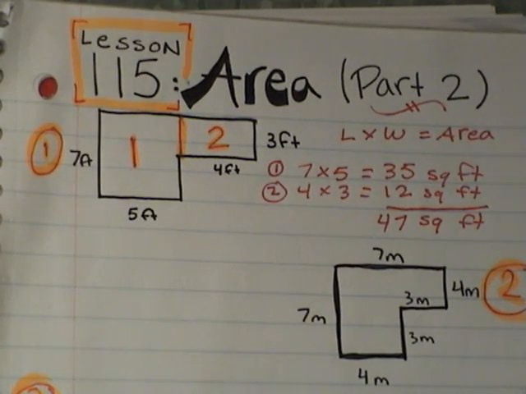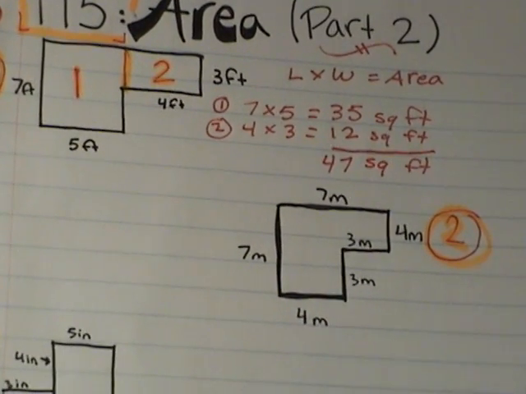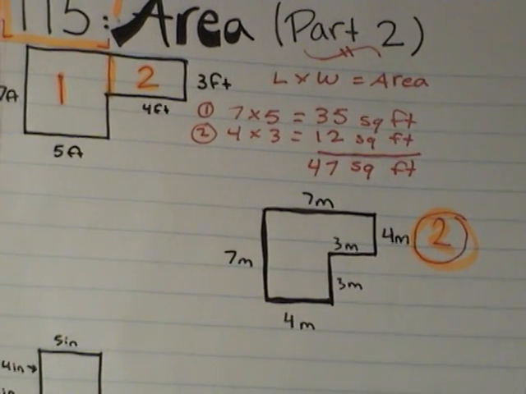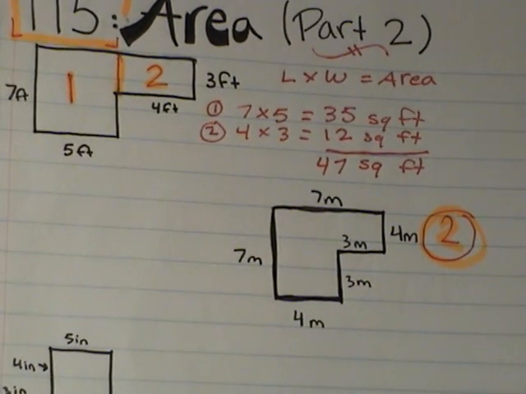Okay, we're going to try it for the second one. See if you can find first a good way to section off this shape. See if you can find, you could do it, I guess, 2 different ways.